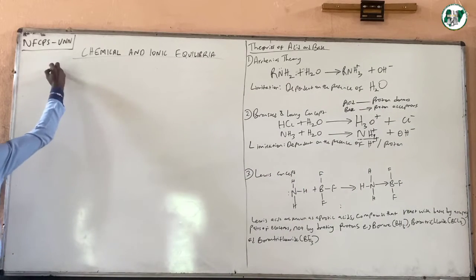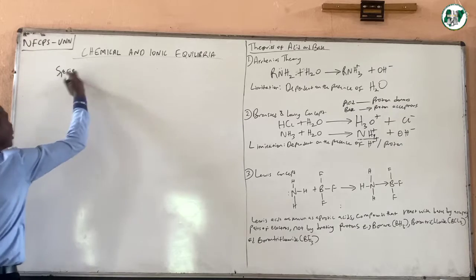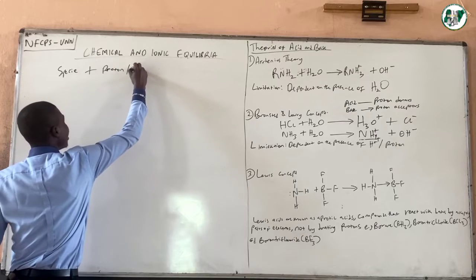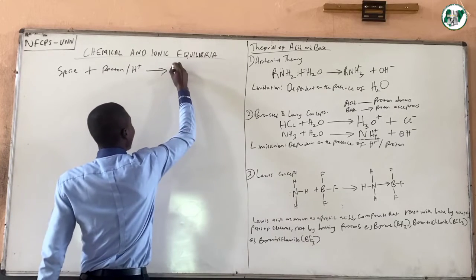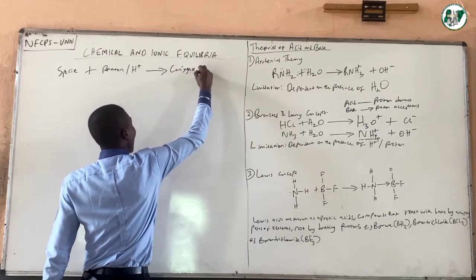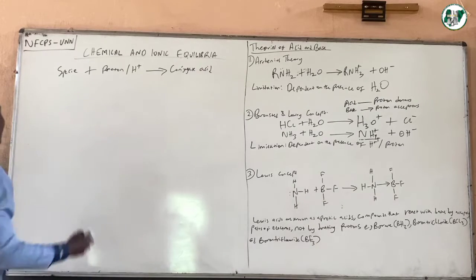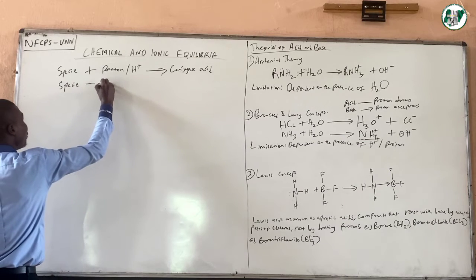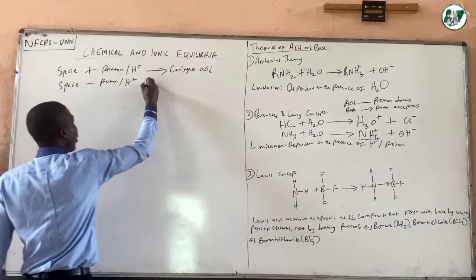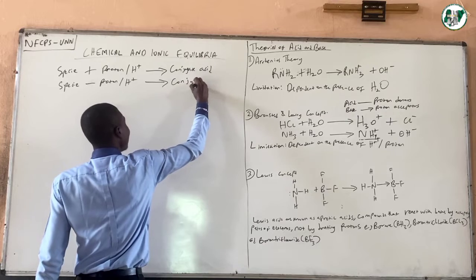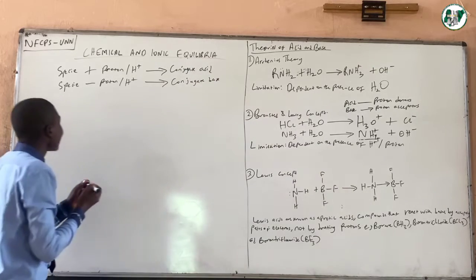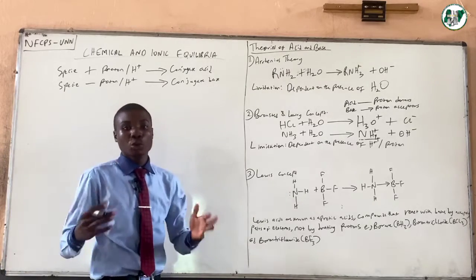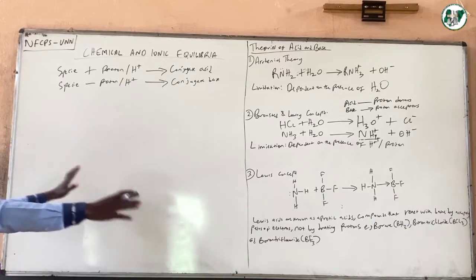So a species plus proton, or hydrogen ion, will give us the conjugate acid. Are we together? All right. Then a species minus proton, or hydrogen ion, will give us a conjugate base. We call the addition of proton protonation, and we call the removal of proton deprotonation. So this is as simple as it can be.